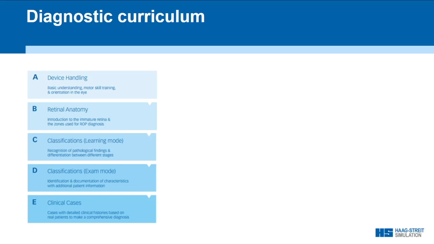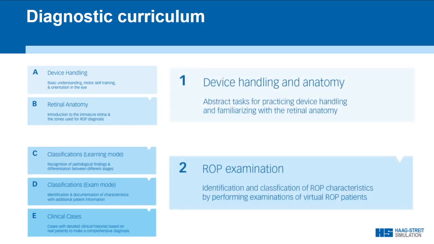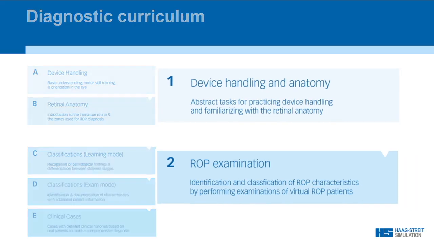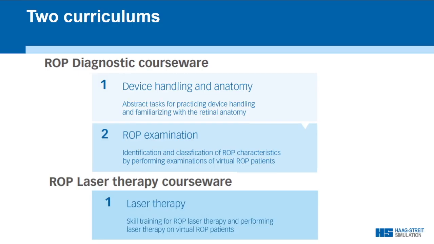What we did for the upcoming update, we separated those into 2 sections. The first section is about learning the handling of the ophthalmoscope and a little bit about anatomy. And the second part is about ROP. So now we have in the diagnostic curriculum 2 tiers. 1 is device handling and anatomy, 2 is ROP examination. And for the laser update, we added a second courseware, the laser therapy courseware. And this contains 1 tier about laser therapy.